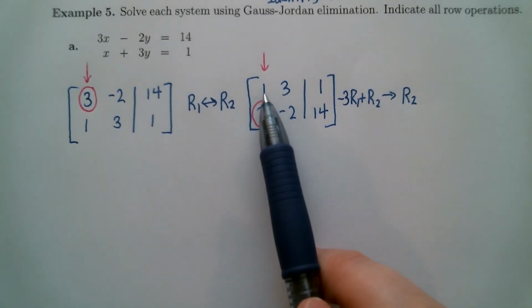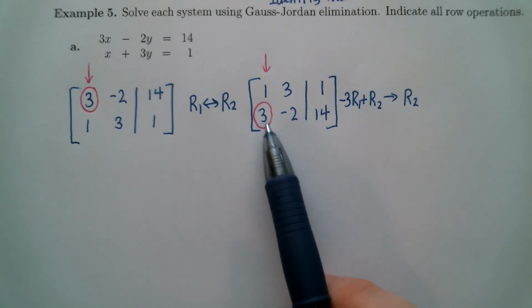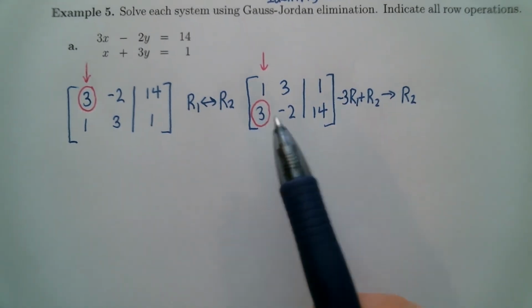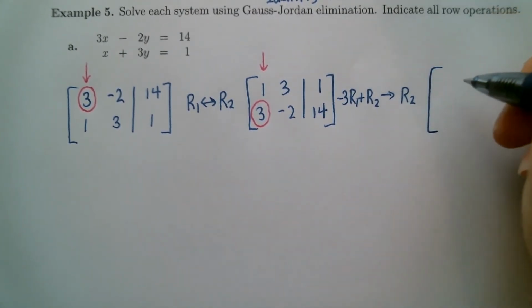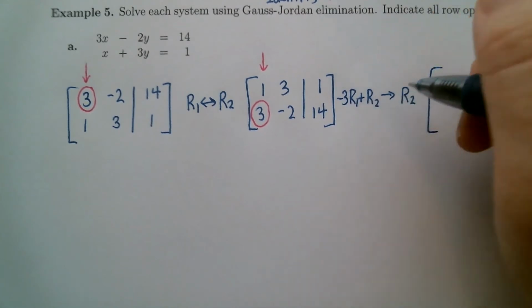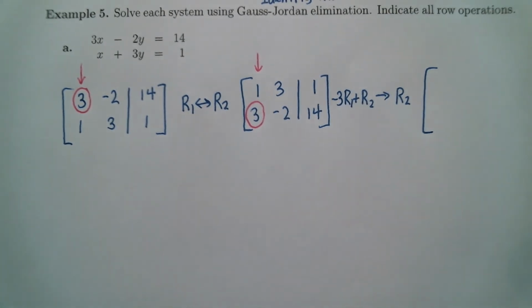That's going to put a negative 3 in this position. Add it back to the second row. Okay, so negative 3 plus 3 will give me a 0 in this position. All right, so let's do that. This is going to be our row operation. And that is typically what you do. You use the third row operation to get the zeros.